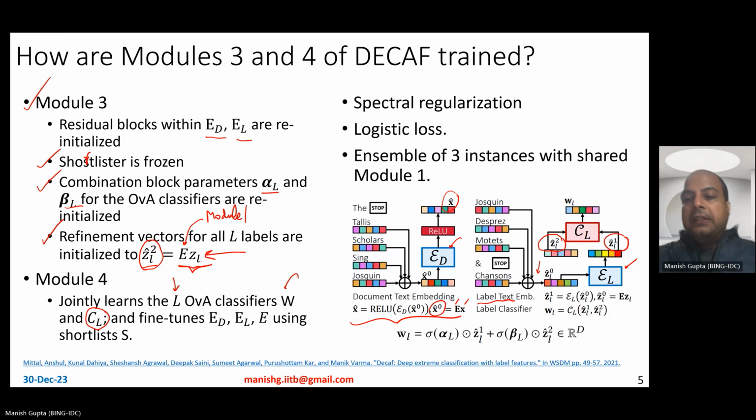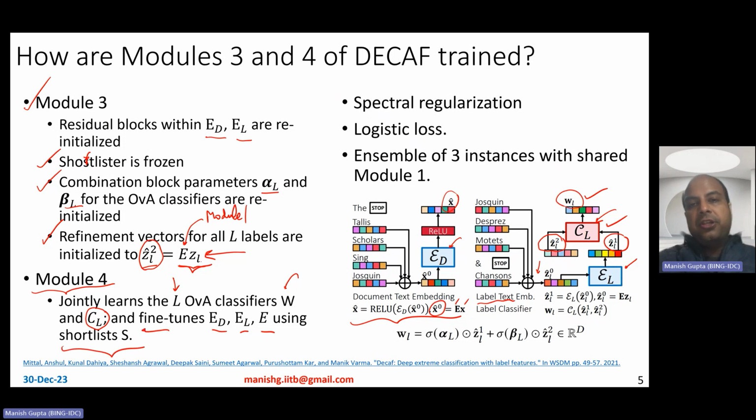Okay. Now, once that is done, there is a combination block, and this combination block has the same architecture as the combination block we saw earlier. That gives you your weight vectors, your classifier vectors WM. Okay, so that's that. So you fine tune. In module 4, you essentially learn W. You learn the parameters of your CL, the alphas and betas that are involved there, and you fine tune your ED, your EL, and your E using the shortlist S.